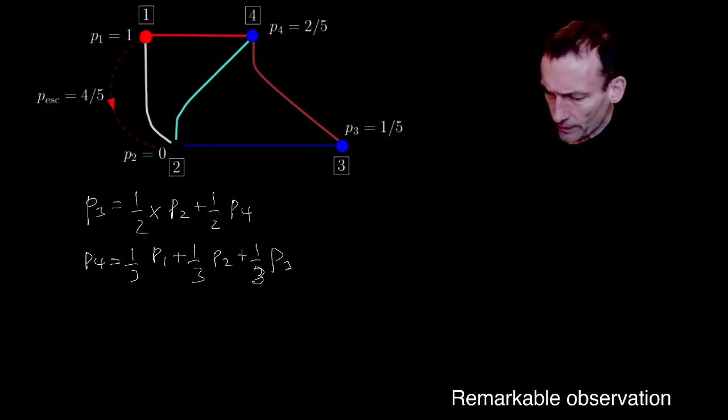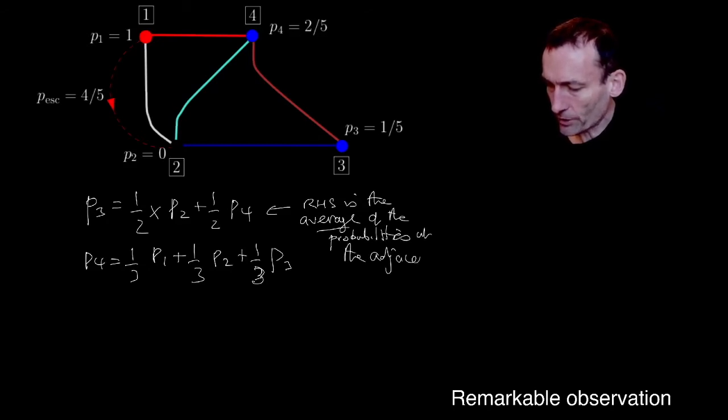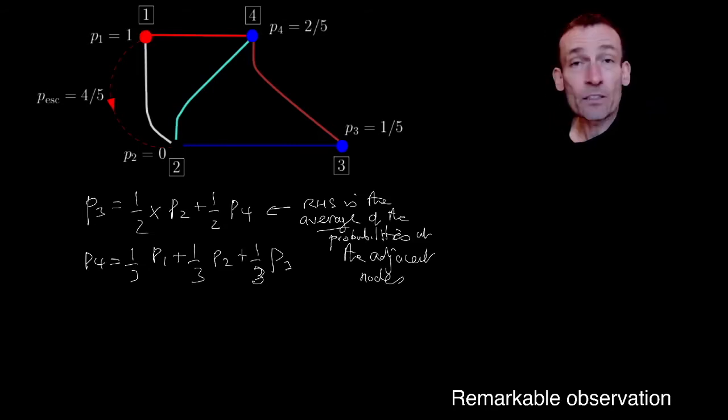Notice, look, that the right-hand side is like the average of the probabilities at the adjacent nodes. When I say adjacent nodes, I mean all of the nodes that are connected by an edge to that particular node. So for example, P3 is connected to nodes 2 and 4, and look, P3 is a half of P2 plus P4.